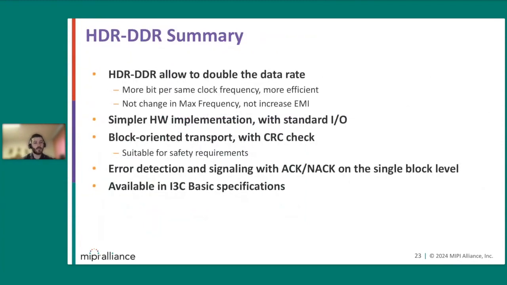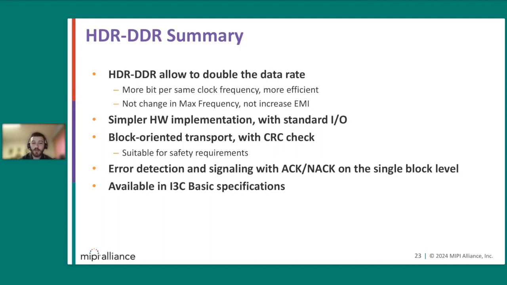So just to summarize, HDR DDR allows the double data rate. We do this without increasing the clock frequency, but instead by latching on both high and low of clock. It's a simpler hardware implementation instead of trying to increase the clock or drive a higher speed. This way, it's just a change in the data latching. We stick with the block-oriented transport with the CRC check in order to keep safety and error detection, as well as the ACK/NAC at the block level as well.